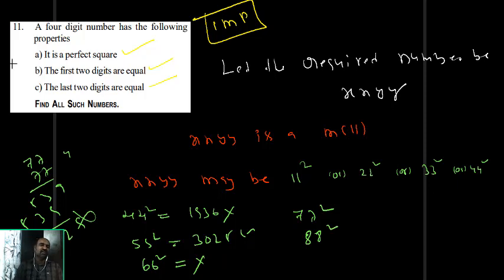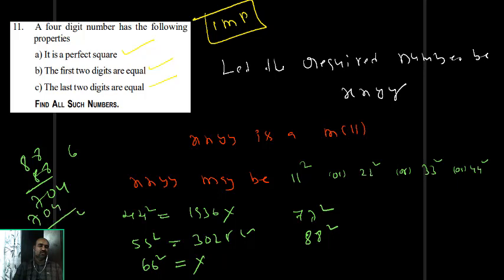Yeah, I will check for 88 and 99. So 88 squared: 64 plus 6, 70, 704, 7744. This is one of the required numbers. Observe the xxyy form, no? That is 7744. So this is one of the required numbers.